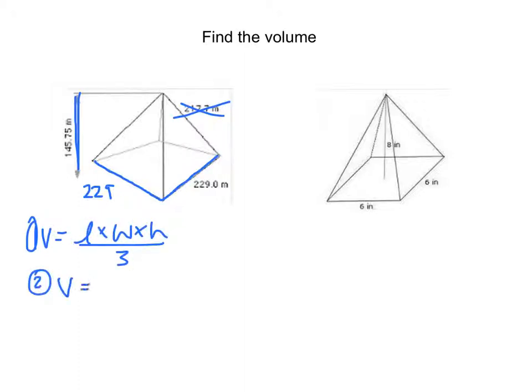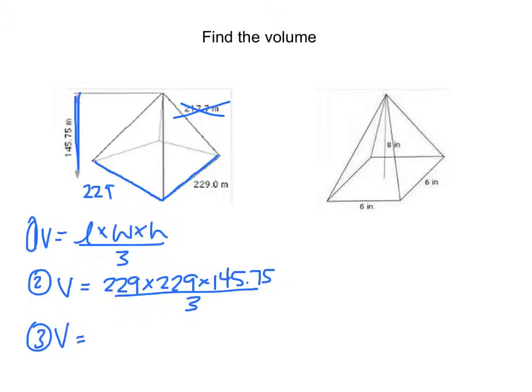Step 2, fill in what we know. 229 times 229 times 145.75 divided by 3. And then step 3 is going to be our final volume. And we get a volume of 2,547,758.6 meters cubed. And that picture is actually the volume for one of the Great Pyramids in Egypt.